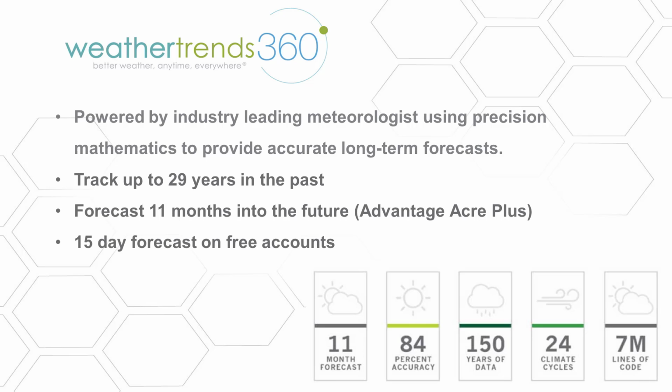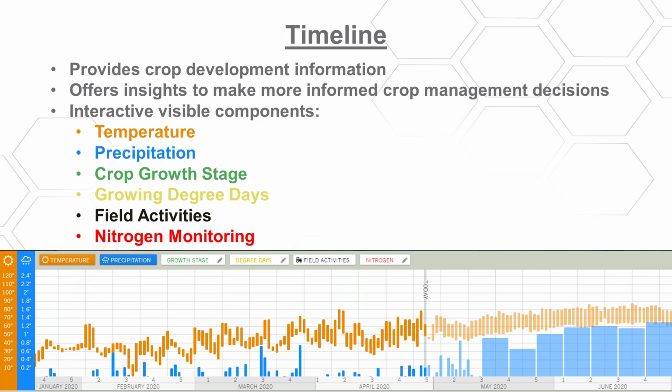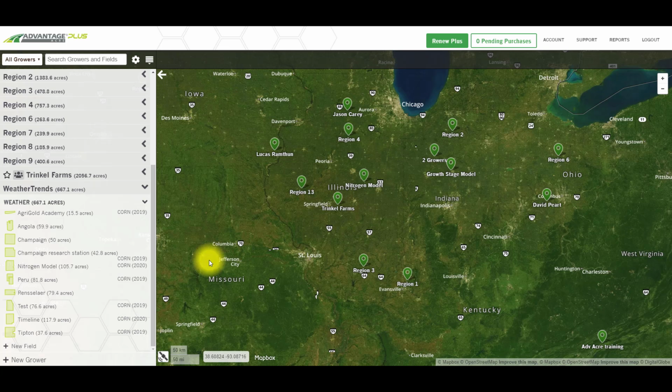Free accounts, however, can get a 15-day forecast. The interactive timeline provides crop development information, which offers insights to make more informed crop management decisions. The visible components include temperature, precipitation, crop growth stage, growing degree days, field activities, and nitrogen monitoring.